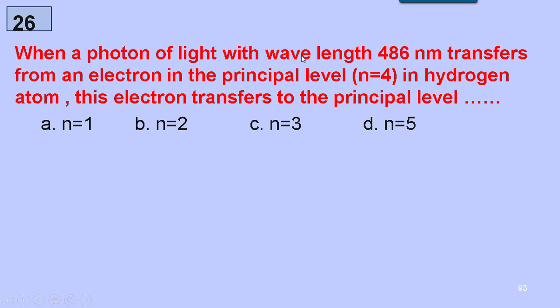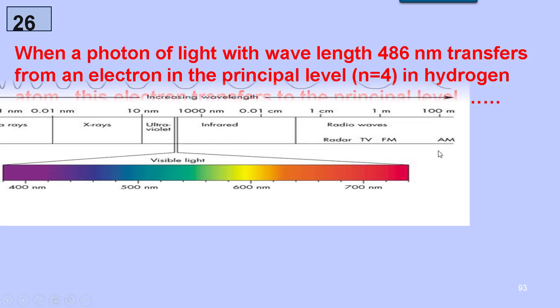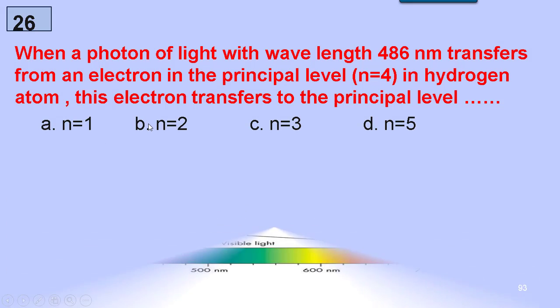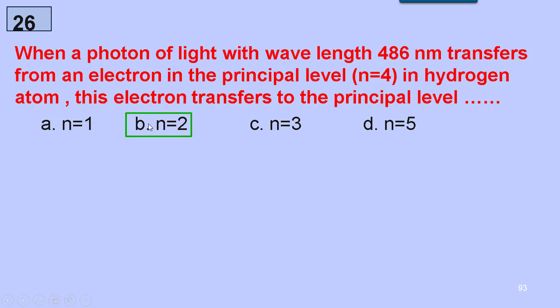When a photon of light with wavelength 486 nanometer transfers from an electron in the principal energy level n equal 4 in hydrogen atom, this electron transfers to the principal level dots. Of course, we have to know that 486 nanometer belongs to the range of visible light, and when an electron returns back to an energy level emitting visible light, it belongs to Balmer's series and it will return to energy level n equals 2.